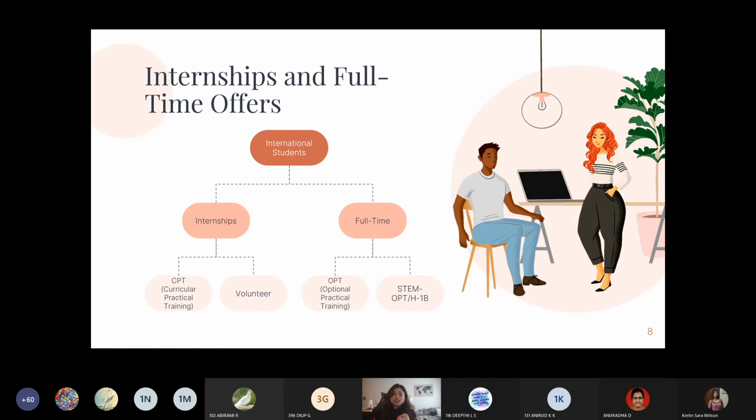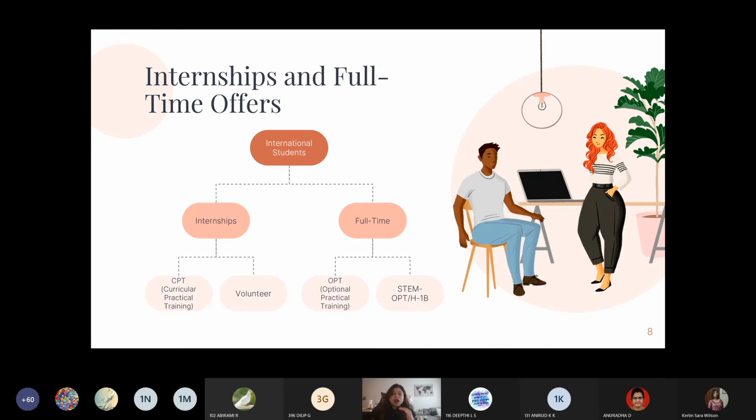The CPT is eligible after 2 semesters. You finish here in the US. The volunteer thing, you can start anytime. You can start on the day you land in the US. So that depends on you. Obviously, it's not going to pay you. The full-time job offers is after you graduate. So it comes under OPT and STEM OPT or H1B.